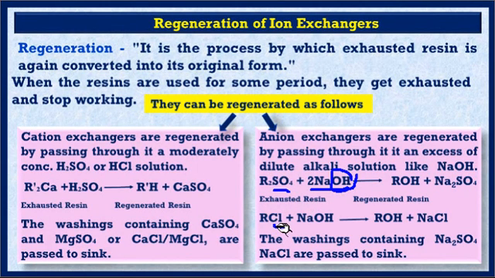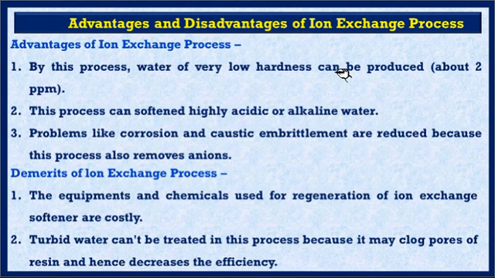So all the sulfate, chloride and carbonate ions associated with the anion exchange resin come out as Na2SO4 and NaCl, and the resin is again converted into its original ROH form. So in this way the anion exchange resin is regenerated. The washings containing sodium sulfate and sodium chloride are again passed to the sink. So this is the regeneration process for the cation exchange resin and the anion exchange resin.